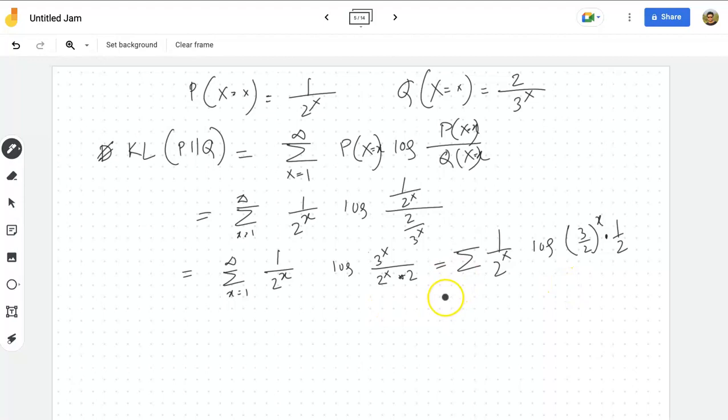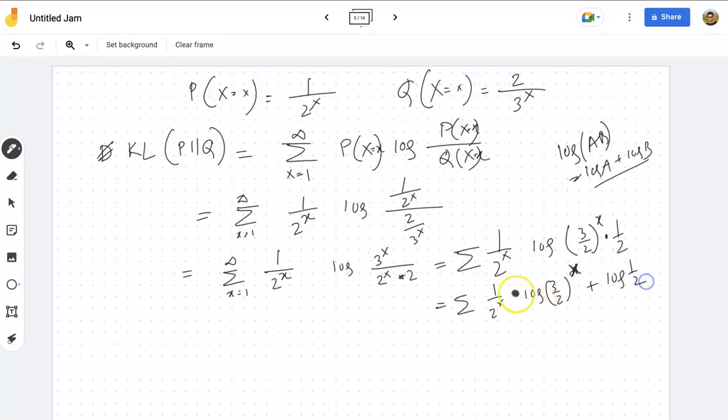Now what is the formula? Now this is the log of a multiplication. So what is the formula? So log of AB is basically log A plus log B. So you can apply it here only. So it will be summation 1 by 2 to the power x, log of 3 by 2 to the power x, plus log of 1 by 2. Okay. Now what you can do is, I'm just writing it here.